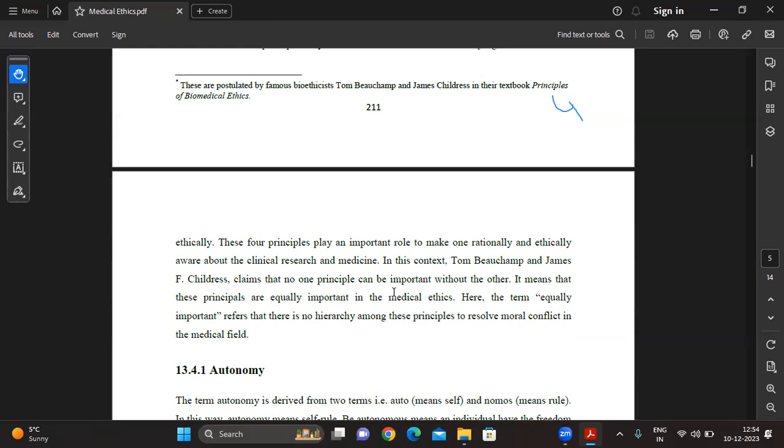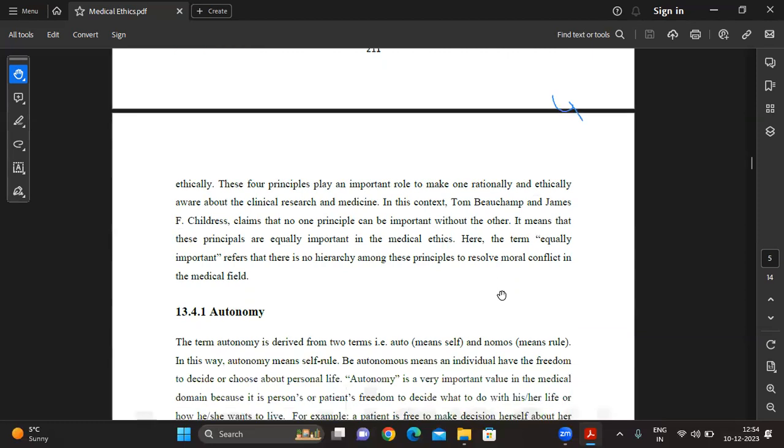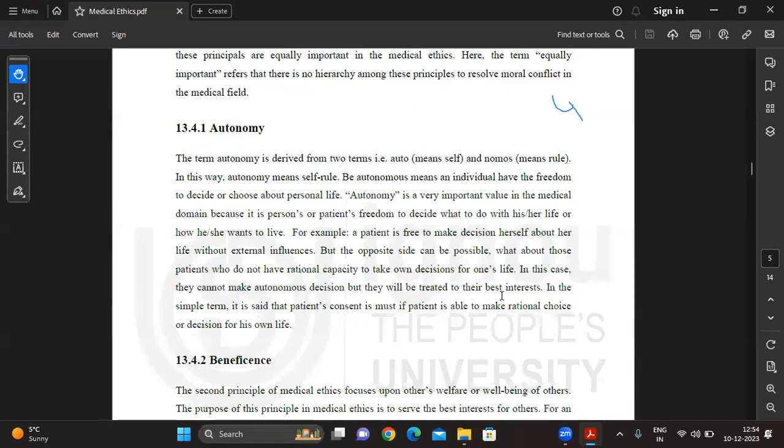So people say, these bioethicists and ethicists, they say that there's no one principle that can be important without the other. मतलब ये नहीं बोल सकते हैं एक ही हम इस्तेमाल करेंगे बाकी नहीं करेंगे. ये चारों related है. They are equally important. These 4 are equally important. So number 1 is autonomy.